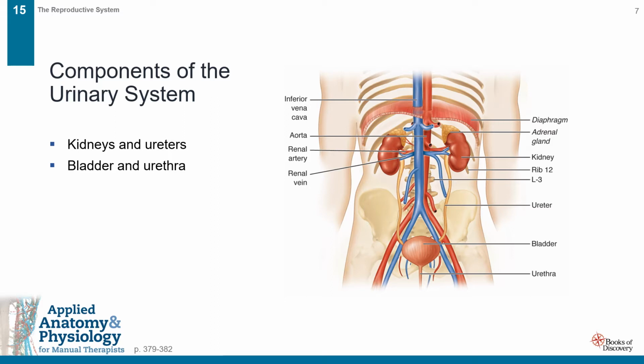The urinary system has 4 major components: the kidneys, the ureters, the bladder, and the urethra. The 2 kidneys are the primary organs responsible for the majority of system functions. The ureters, bladder, and urethra form the urinary tract. The ureters carry urine from each kidney to the bladder, which serves as a temporary storage site before urine is excreted through the urethra.